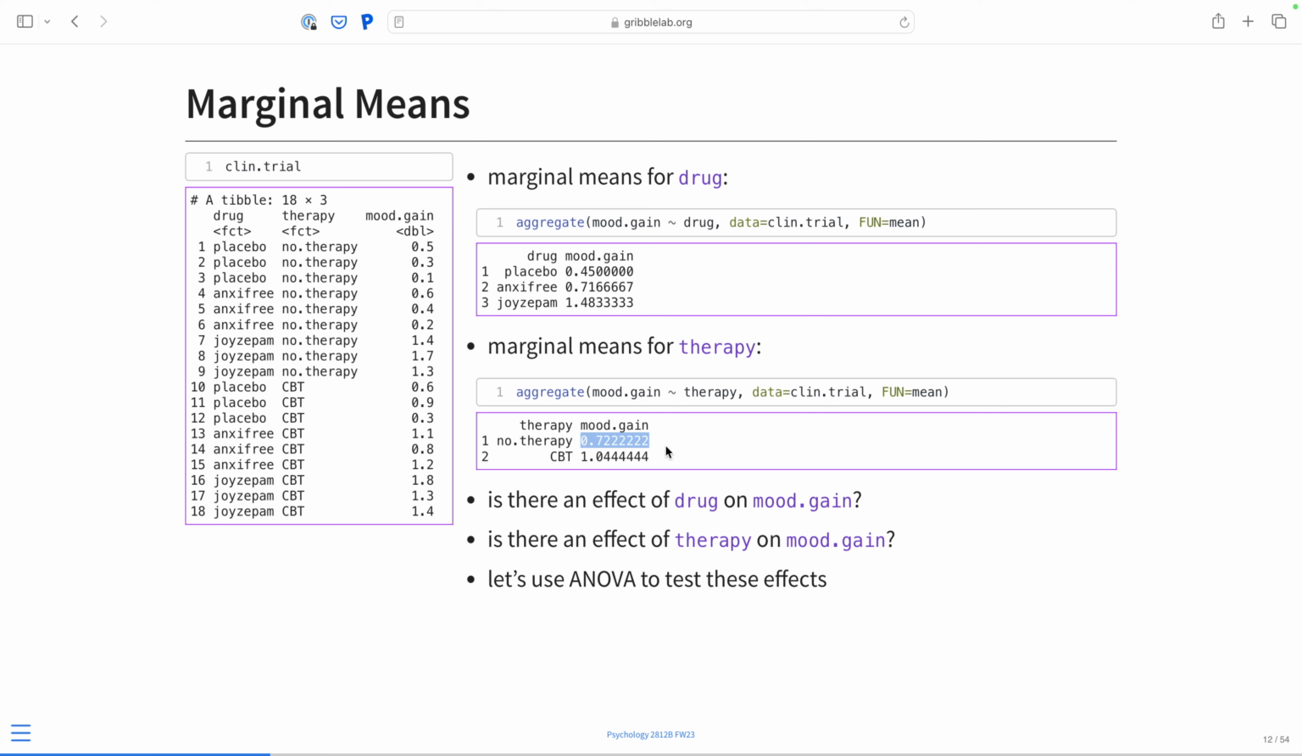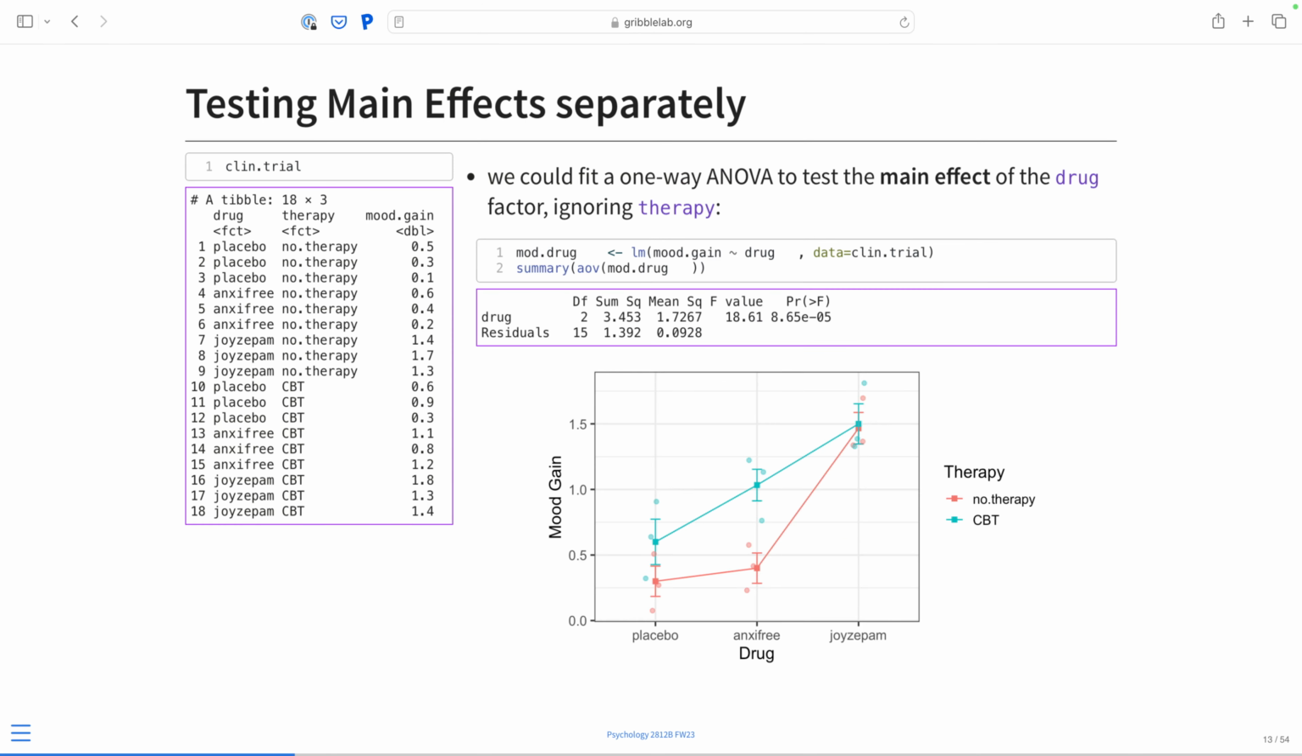Well, perhaps. If we look at the marginal means of therapy, we see no therapy is 0.7, CBT is 1.04. That seems higher. Is it significant? Well, that's what we need a statistical test for, and so we can use ANOVA to test those effects. So let's use ANOVA to test those two marginal means effects, and then we'll move on from there.